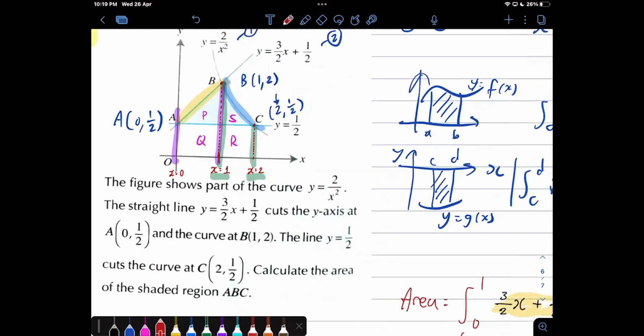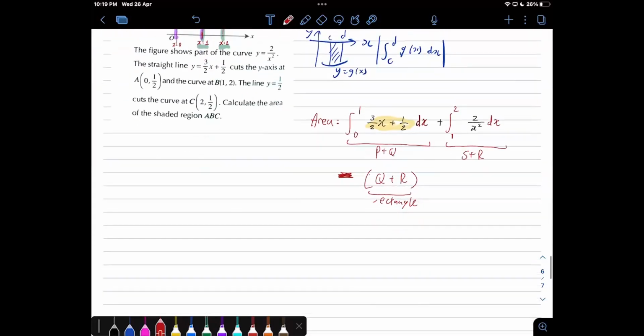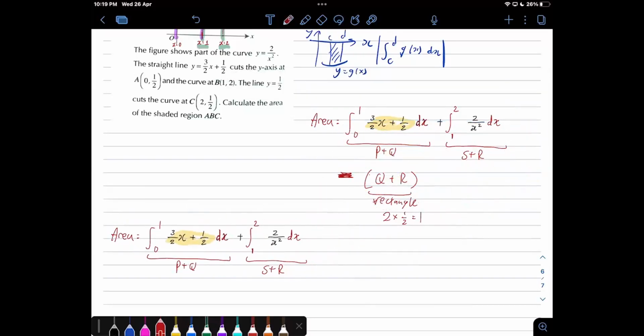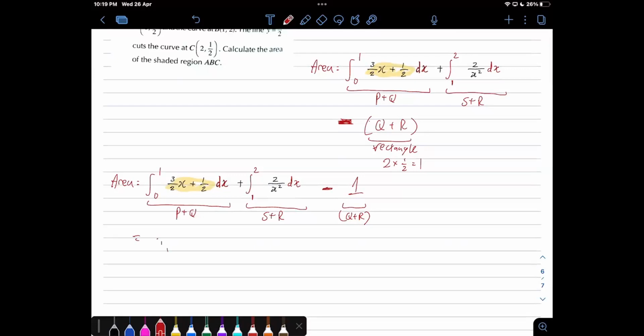Yes, correct. Because it's length times breadth, 2 times half, which is 1. So minus 1. In this case, the area was 2 times a half, which equals 1. So as a result, the total area is really just this minus 1. This guy is rectangle Q plus R. Make sense? P plus Q plus S plus R, minus away the bracket Q plus R. So minus Q minus R. I'll leave you to calculate this on your own.